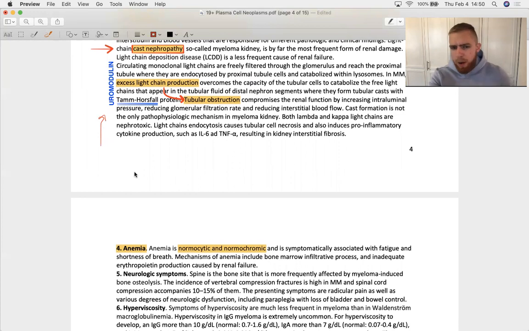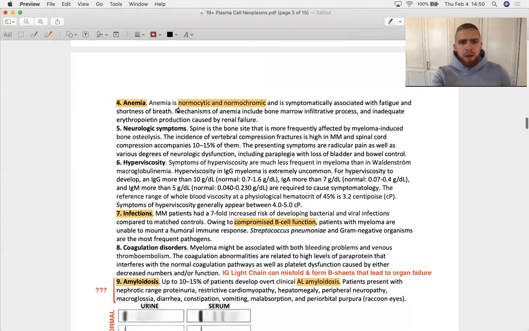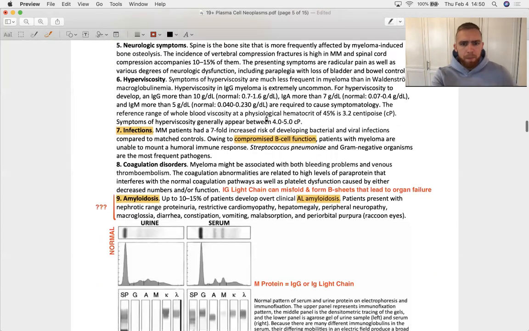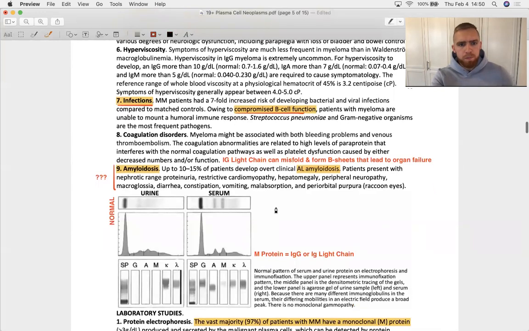Tamm-Horsfall, uromodulin. You get anemia, again, because the bone marrow is involved. It's normocytic, normochromic. You do see a higher rate of infections in multiple myeloma patients owing to compromised B cell function.